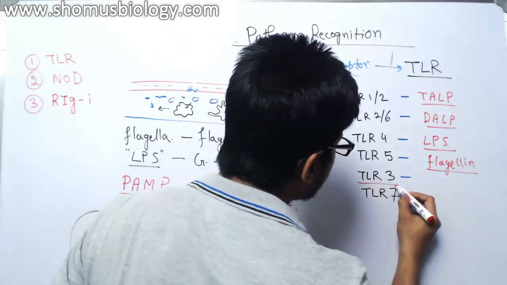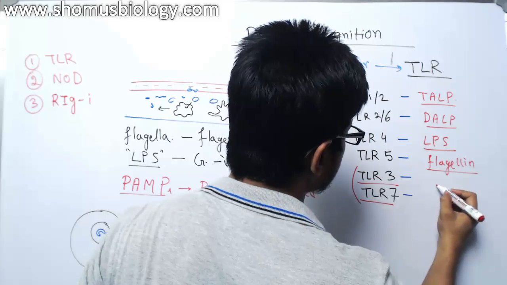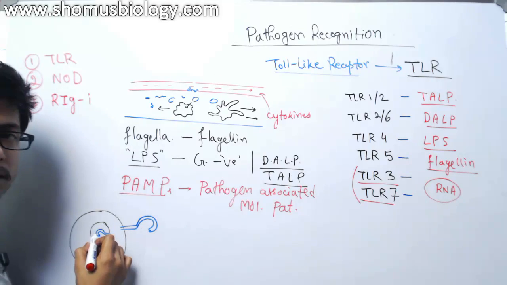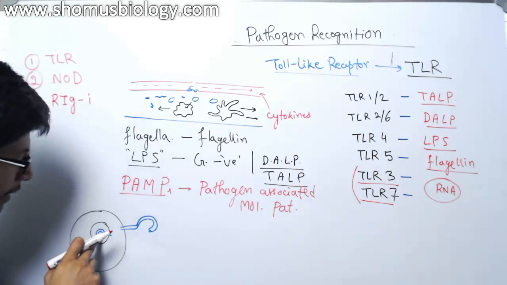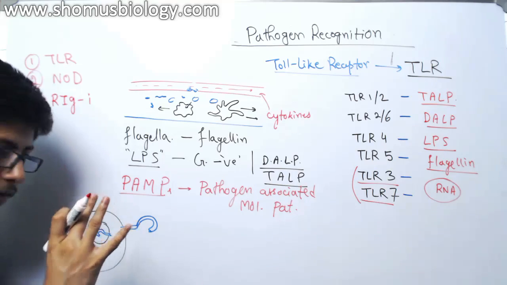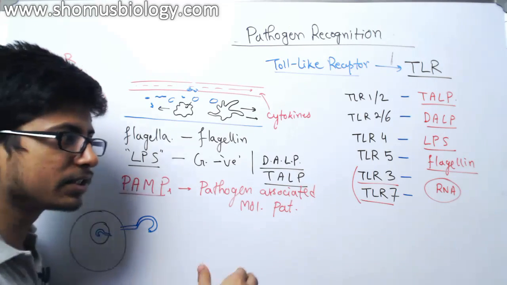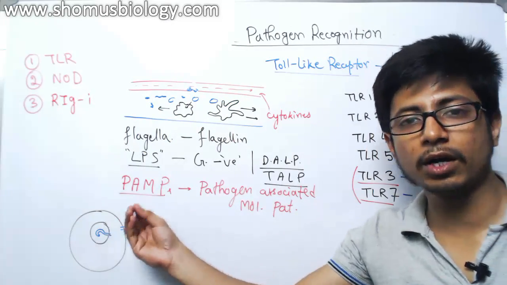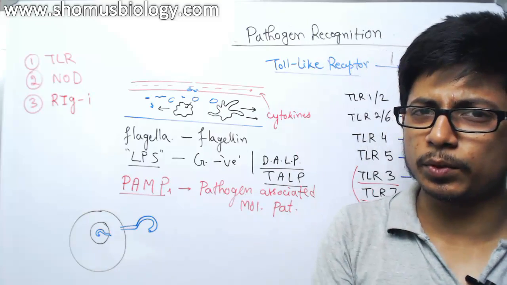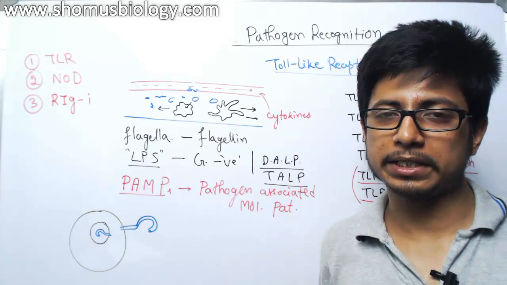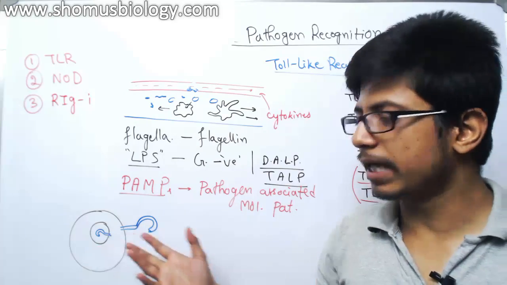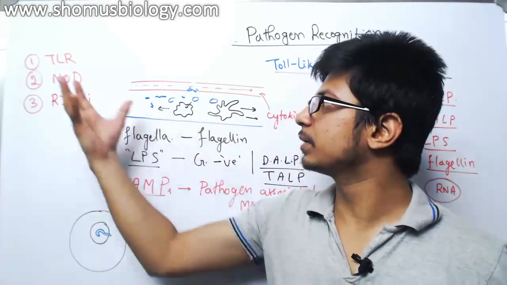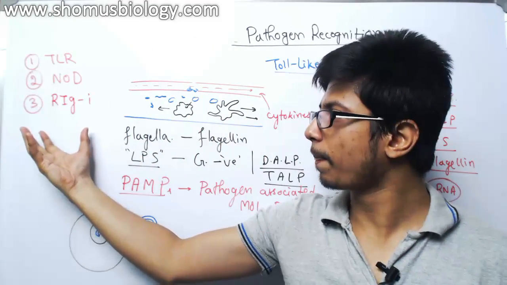And then TLR 3 and TLR 7, they recognize RNA, and these are intravesicular TLRs. They are present embedded in the membrane inside the vesicle, and they find either single-stranded RNA or double-stranded RNA. Once they find the single-stranded or double-stranded RNA, that can give us some proof of what kind of virus or bacteria is infecting us. So that is the job of TLR, and TLR is one of the most important of these three receptors, probably the most important one.